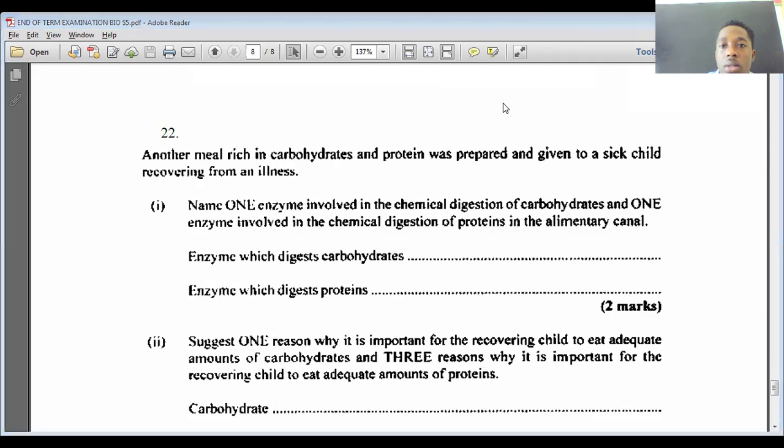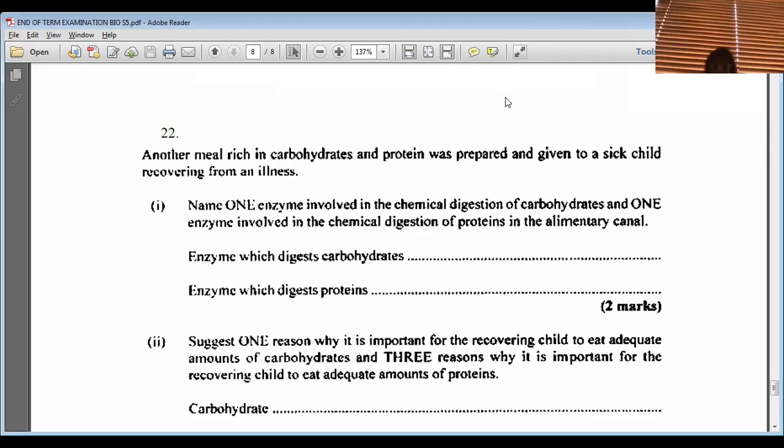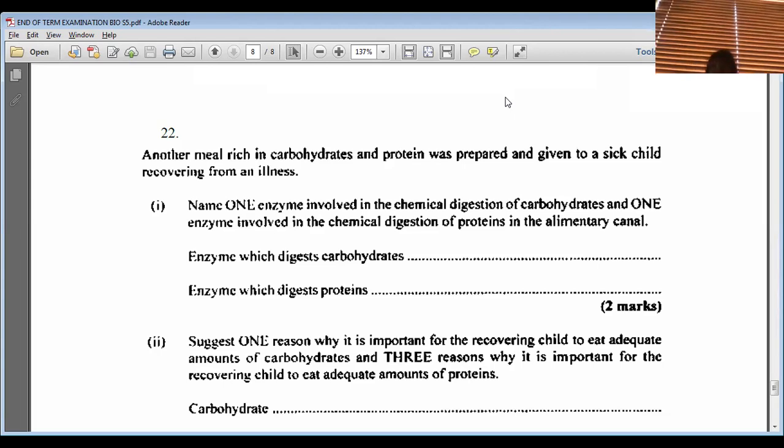All right. The enzyme which digests carbohydrates is found in the mouth. What is it called? Amylase. The enzyme which digests protein is found in the stomach. What is it called? Pepsin. What's another enzyme found in the stomach that can digest protein? Renin, R-E-N-I-N.